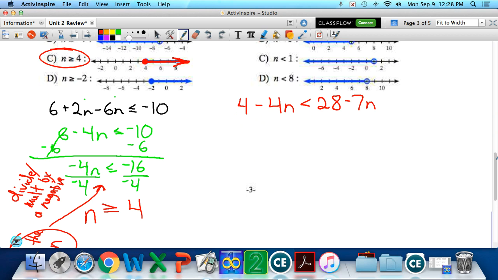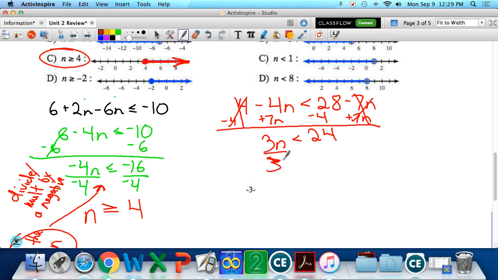Now I'm going to start moving stuff around. I'm going to add 7n to both sides. These are going to cancel. At the same time, I'm going to subtract 4 from both sides. Hopefully we're starting to get the hang of that, seeing that now I'm collecting all my letter n's on the left side and all my regular whole numbers on the right-hand side. I get 3n is less than 24.